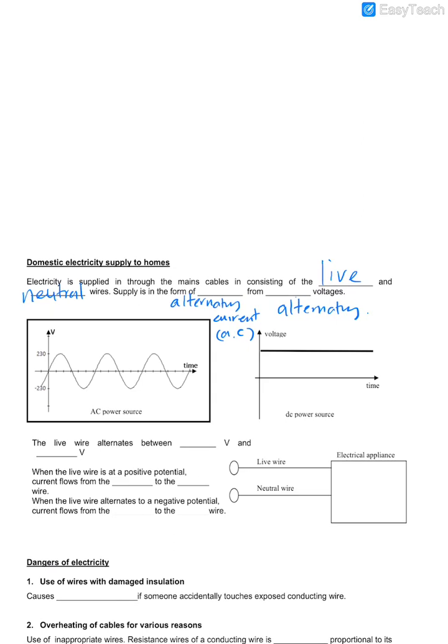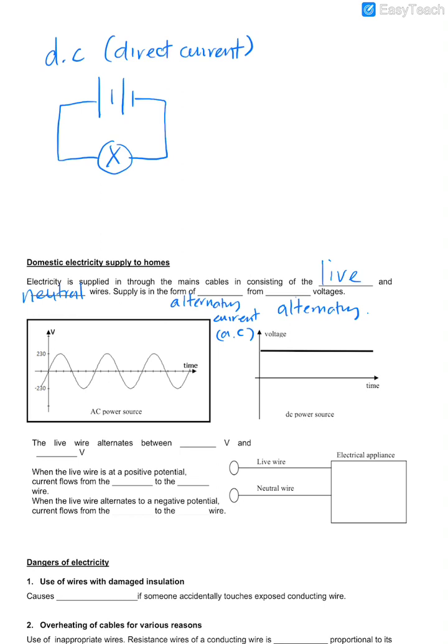So there are two types of current, so to speak. There's DC, direct current, and there is alternating current. So what is direct current? Direct current is our normal batteries, as you all know. Direct current simply means here is positive, here negative, and current flows this way, one way only. Current flows in one direction. That's it.